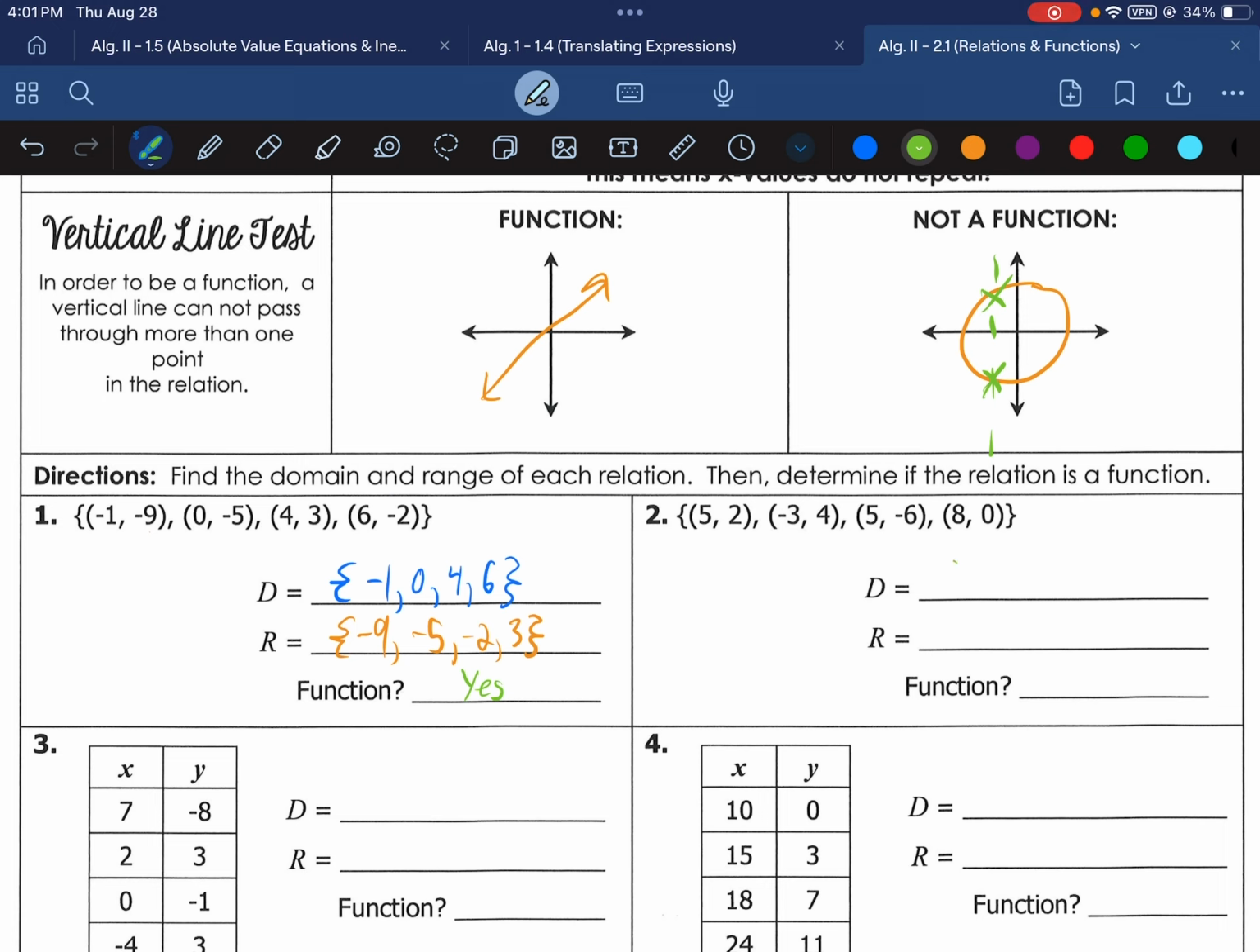Number 2 here, the domain. The smallest number is -3 for the x values, then comes 5. And even though there's another 5, there's 2 of them, we only write it one time for our domain. And then we put 8. We're just saying these are the x values that appear. We're not concerned with how many times they appear when we're listing our domain. For the range, the y values that appear from least to greatest would be -6, 0, 2, and 4.